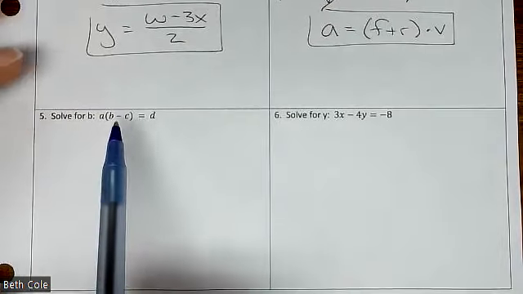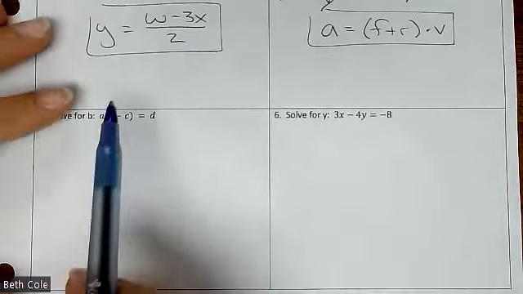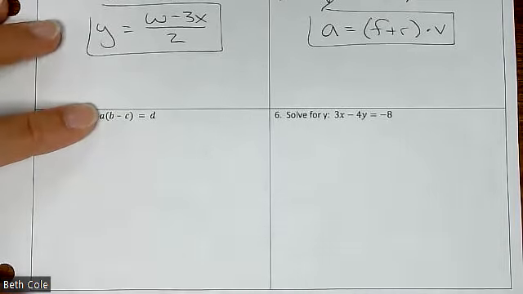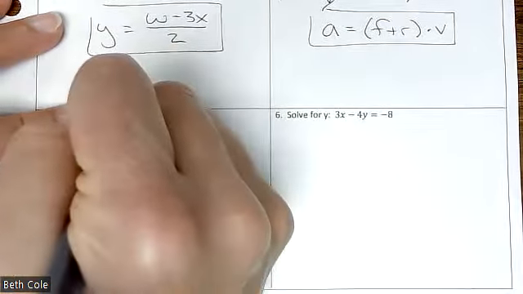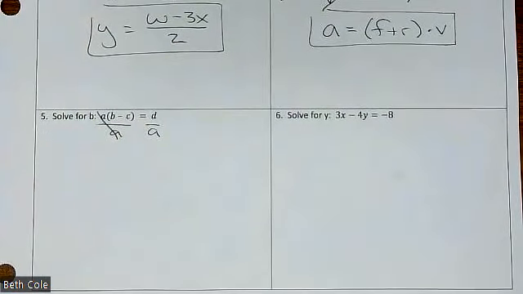All right, here we're trying to get B by itself. Watch. The A is being multiplied by these parentheses. So how do we undo multiply? All right, we're going to divide both sides by A. Hey, Miss Cole, couldn't we have distributed? Yes, but this way's a little easier, so I'm trying to show you the easier way. I want you to do less work, okay? The more work you try to do, the more room for making mistakes there is, right?